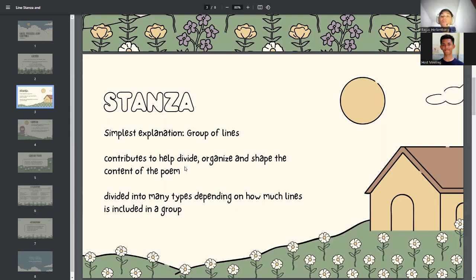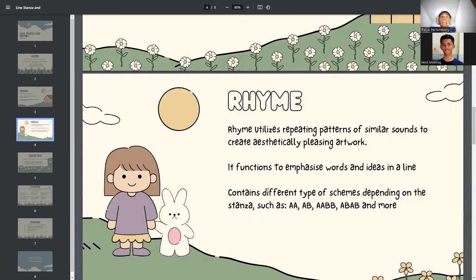Also, one thing to note is that stanzas come in many types, depending on how many lines are included in the stanza. For example, if you have two lines in a stanza, it is called a couplet. If you have four lines in a stanza, it is called a quatrain, and so on. I am not going to explain further, because we already explained that last week.